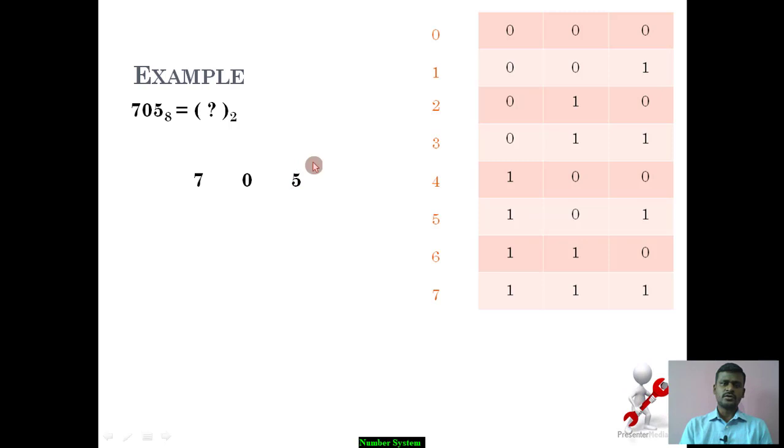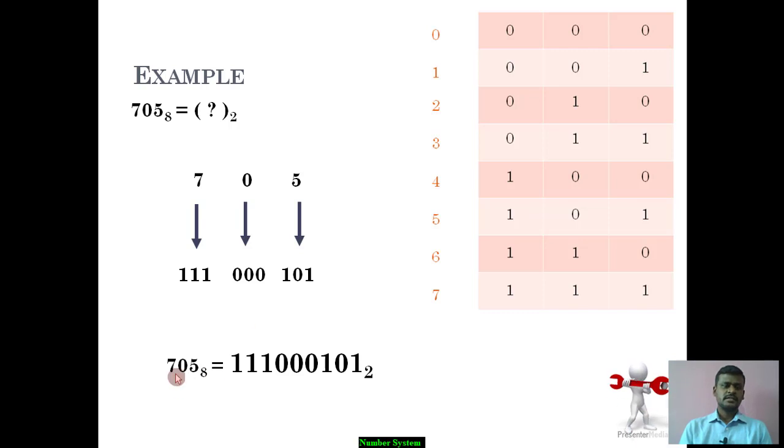For 5, which is an octal digit, we need to search for 5 in the octal table. The equivalent binary value of 5 is 101. For 0 we have 000, and for 7 that is 111. So this is how we can convert any octal number into binary, that is octal to binary.